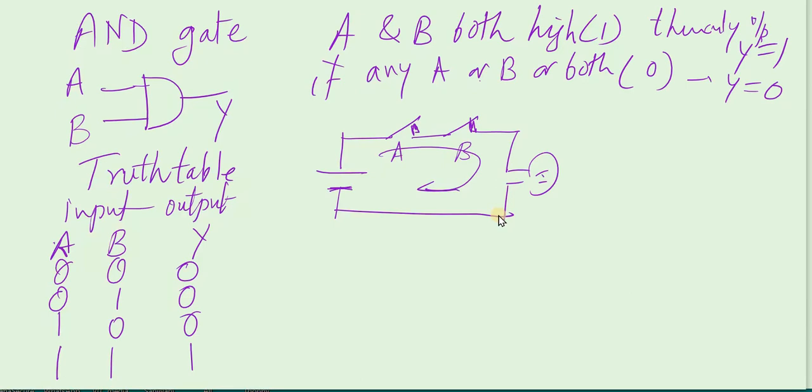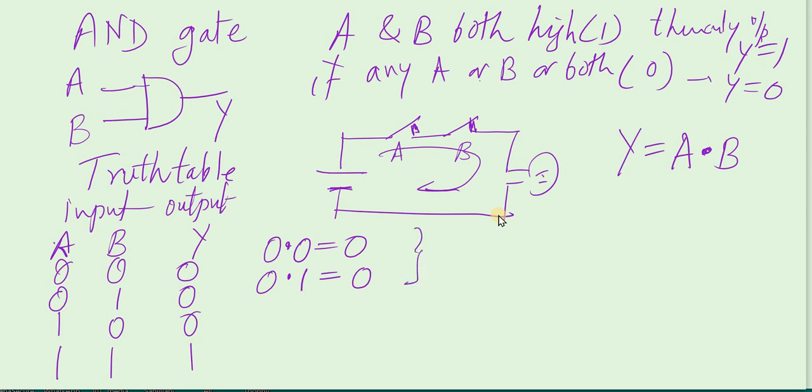This AND gate is given by the Boolean algebra as Y is equal to A dot B. Dot is the symbol used for ANDing. Now here we understand that 0 dot 0 is 0, 0 dot 1 is also 0. So from this we understand that if we dot anything with 0, then the output is 0. So if you have an AND gate whose one input is 0, then the output will always be 0.